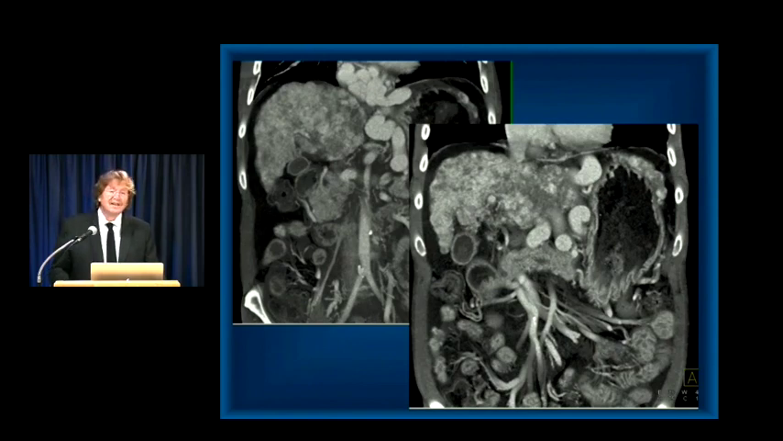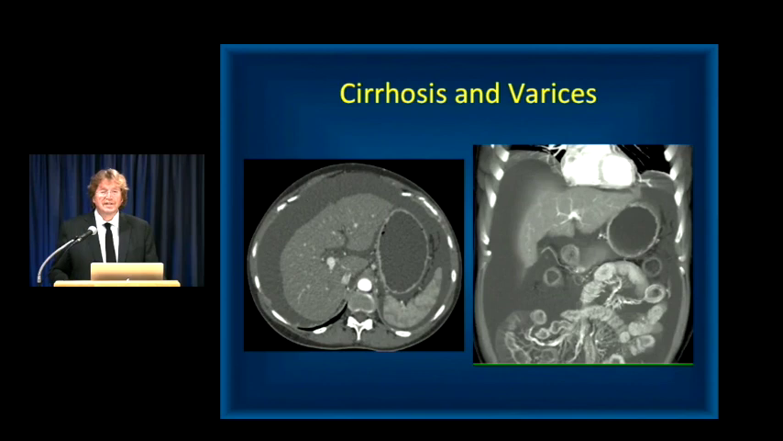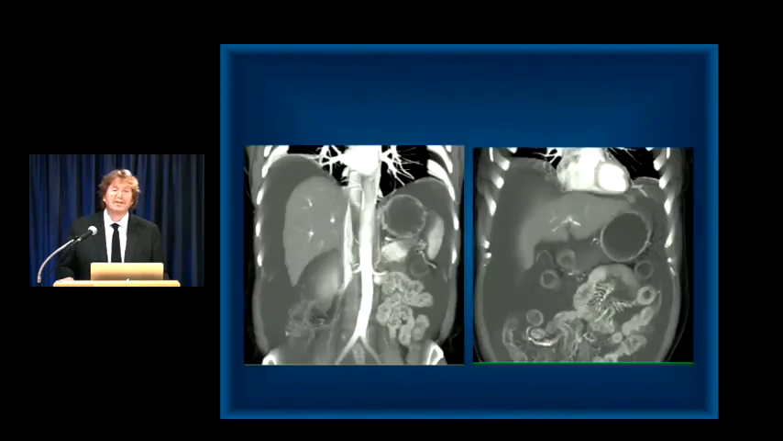People have done delayed phase imaging. I've never really found that to be all that helpful. Another example, cirrhosis, ascites, the portal vein is patent. We look at portal vein, splenic vein, SMV for patency. With cirrhosis, you often will see a wet bowel pattern. You can see very nicely the wet bowel, the small bowel.